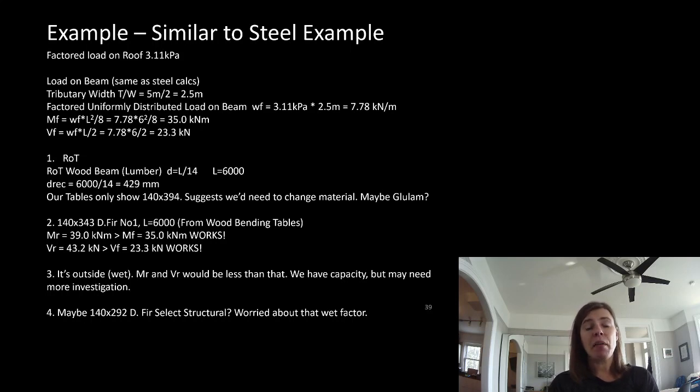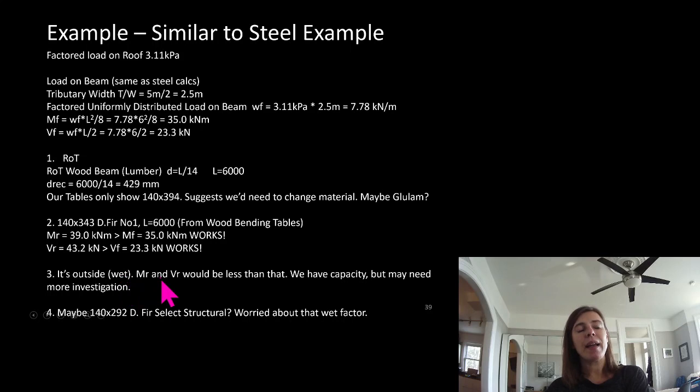But they've asked us now to actually investigate it. They said, we understand it might not work. We've left an allowance for glue lam in our preliminary design. Is there a way we could get it a little bit cheaper and have it work as sawn lumber? So we went through and we looked at the tables and we saw that MR is 39 and VR is 43.2. Well, MR is greater than MF and VR is greater than VF.